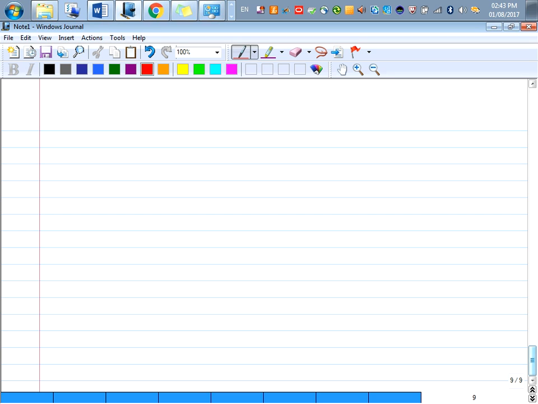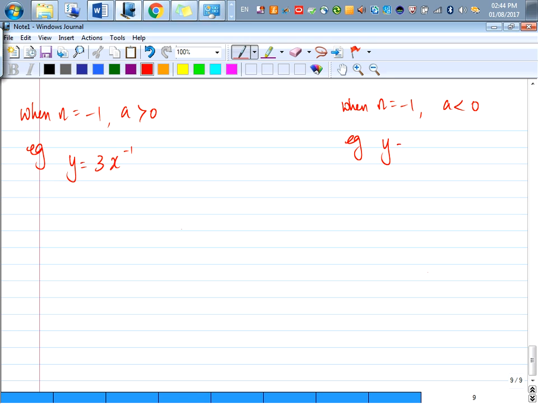So remember at the back of your page, I told you to use 1/3 only, right? The top part. Now the second 1/3, this is what I want you to do. Y equals ax to the power of negative 1. Sorry. Let's use the same format. When n equals negative 1, a greater than 0. So example, y equals 3x power negative 1. Then on the other side, when n equals negative 1, a smaller than 0. Example, y equals negative 3x power negative 1.